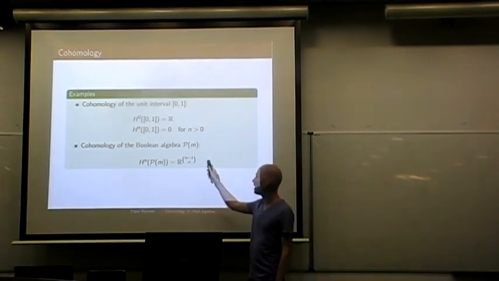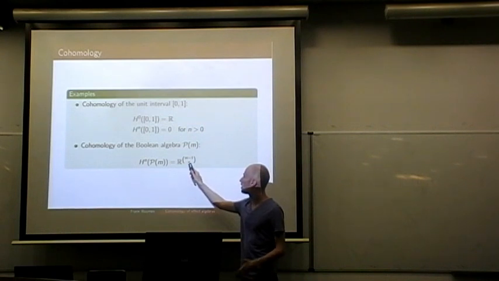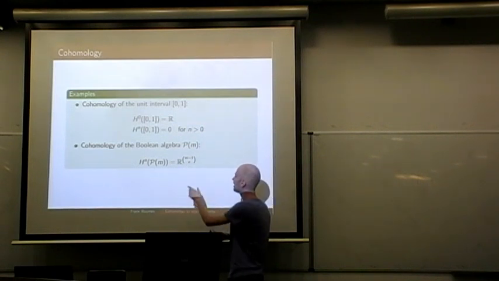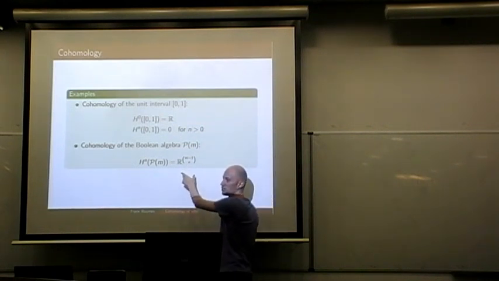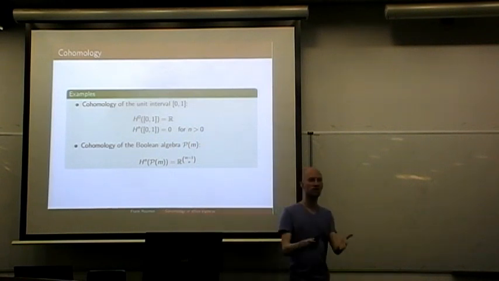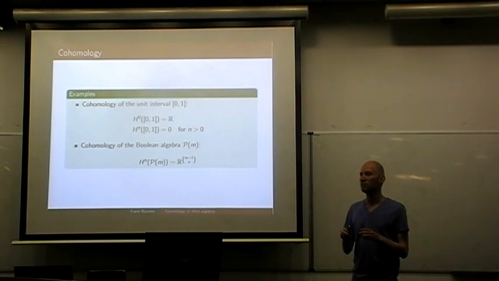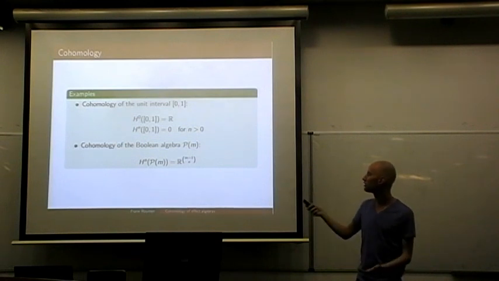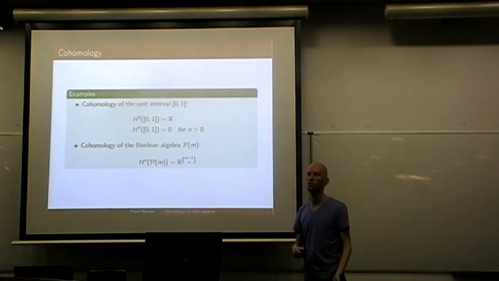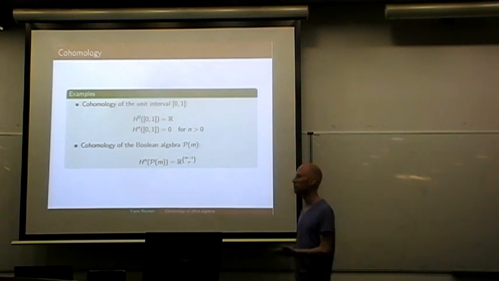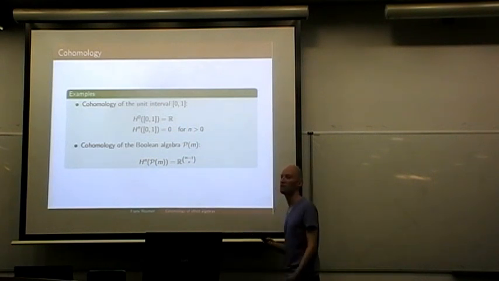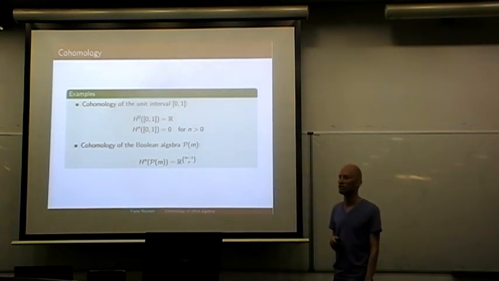And then for a Boolean algebra, it's also given by a vector space over R, which has these binomial coefficients. So this is a bit like a torus in ordinary topology, because if you have a topological space in the shape of a torus, then its cohomology groups are also given by binomial coefficients. So you could say that the power set is like an effect algebraic version of the torus.